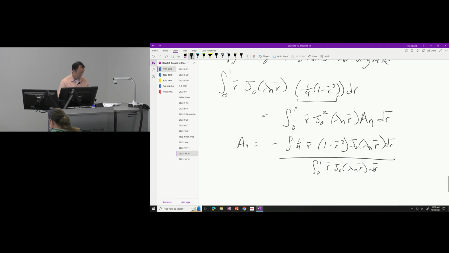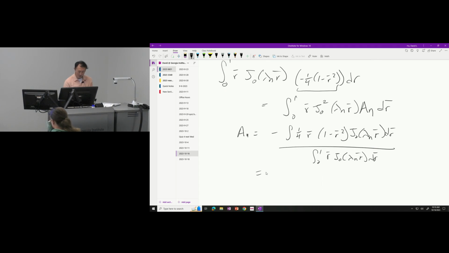All right. So this is where you can end at your problem set. So this solution is acceptable for the problem set for homework.